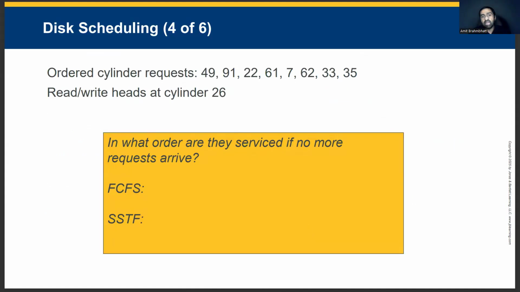Here we work through an example with cylinder requests. FCFS processes them in listed order. SSTF selects the nearest cylinder to the current head position of 26. These calculations help demonstrate efficiency differences between algorithms.